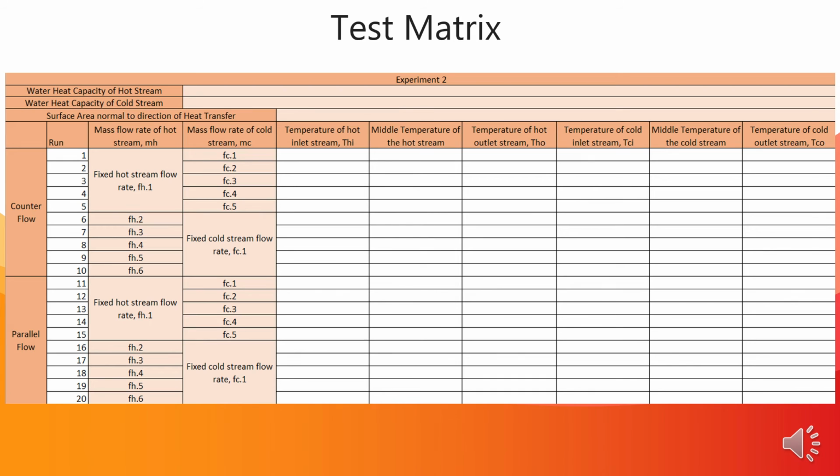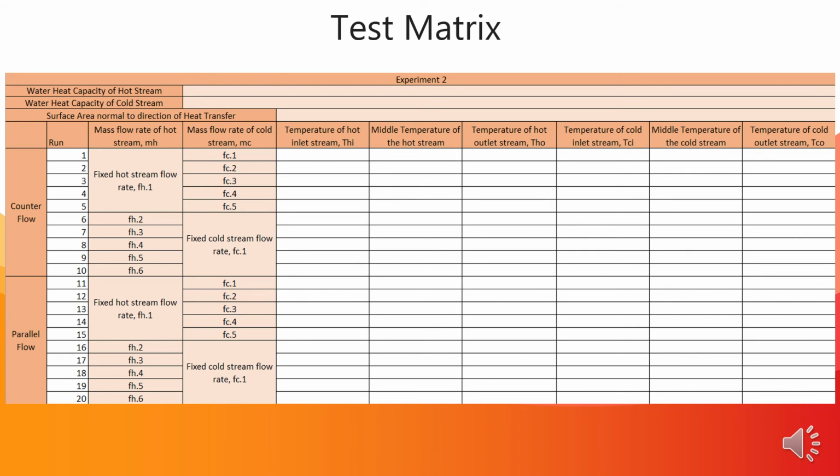This is the test matrix for experiment 2. The water heat capacity of the hot stream, the water heat capacity of the cold stream, and the surface area normal to the direction of heat transfer are all given. For the counter flow, you first fix the hot stream flow rate and then vary the cold stream. And then you fix the cold stream flow rate and vary the hot stream. These are the independent variables for the system, and you repeat for parallel flow.